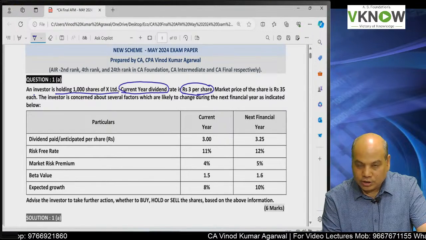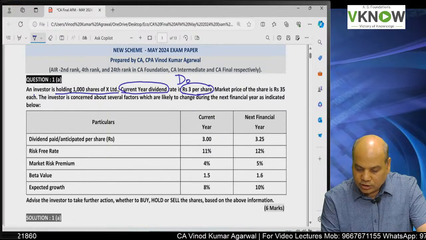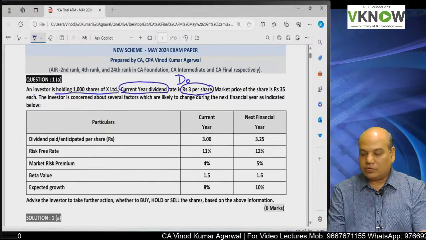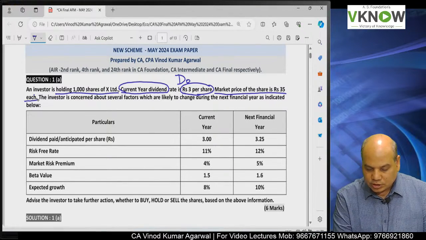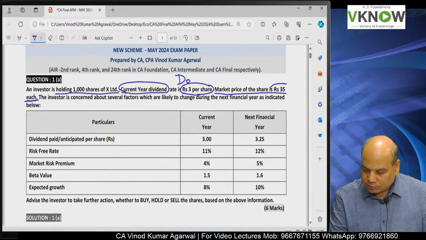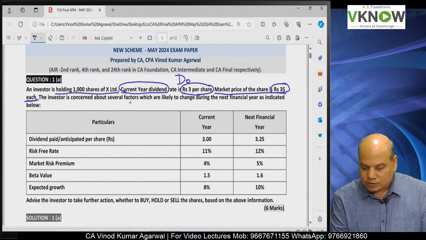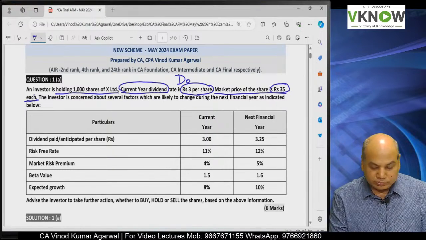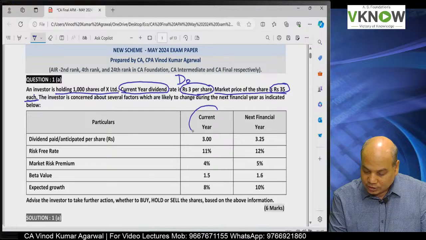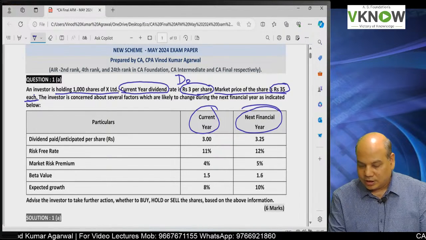So what will you call it, D0 or D1? We are going to call it D0. The current market price of this share is 35 rupees. I will use this number in my answer. The investor is concerned about several factors which are likely to change during the next financial year as indicated below. Now this is current year data and this is what can happen in the next year.